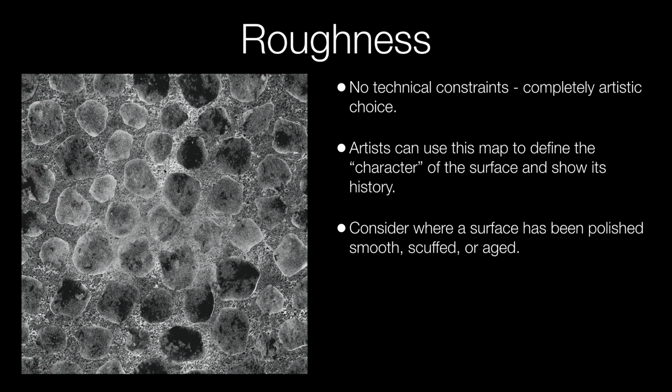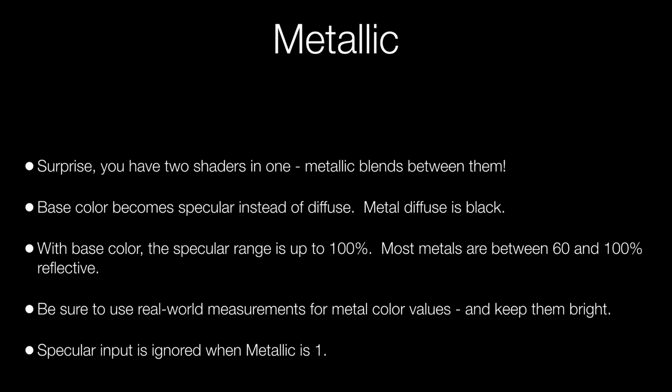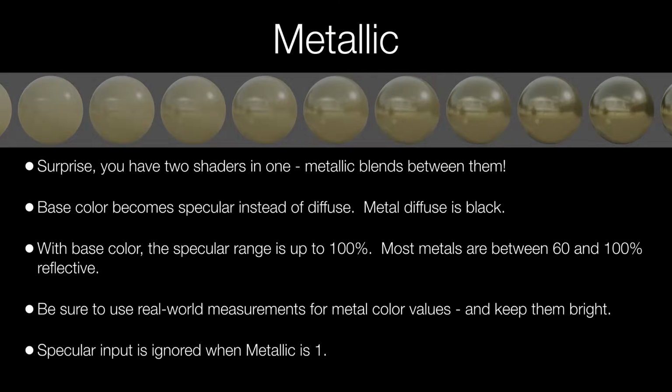And you are free to make this as cool looking or as polished or as shiny or as rough as you want to, as it makes sense for each individual surface. So this map is really artistic, and it's up to you to define something really interesting looking. All right, let's move on to our last one, which is metallic.